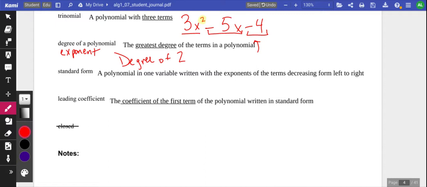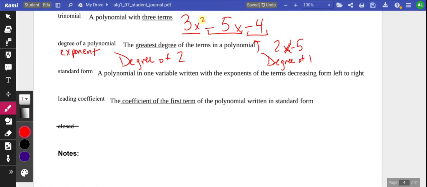If your polynomial is something like this, let's say you had 2x minus 5. Now, there's not really an exponent. You don't see an exponent, but remember when we learned all those exponent rules? If you don't see an exponent, it means your exponent is 1. So that one would have a degree of 1.